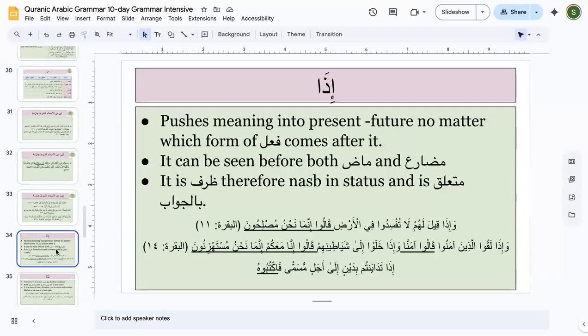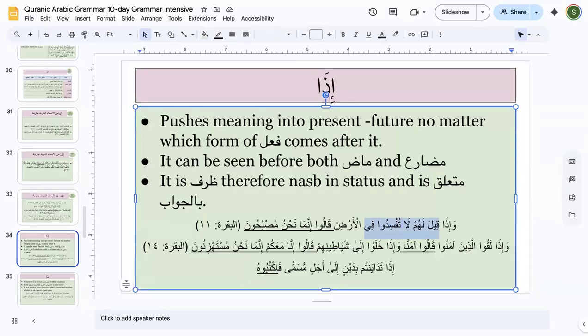You will not see anything after them which is going to be changing the status of the fail after them. However, when you have iza as your adwatu shart, what do you expect to see the status of the jumla shart that comes after iza? The shart clause that is coming after iza, which is a mudaf, a zarf zaman, noun of time, sets a condition. What will be the status? It is going to be fi mahalli jar. Very good job. Wa iza qila lahum la tufsidu fil ard.